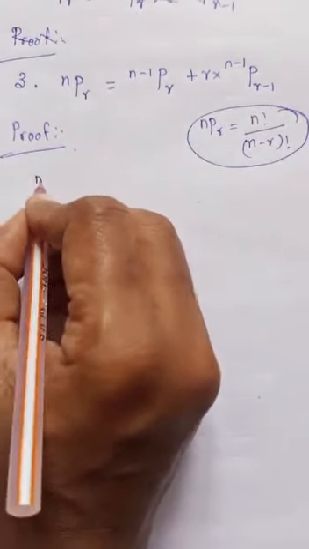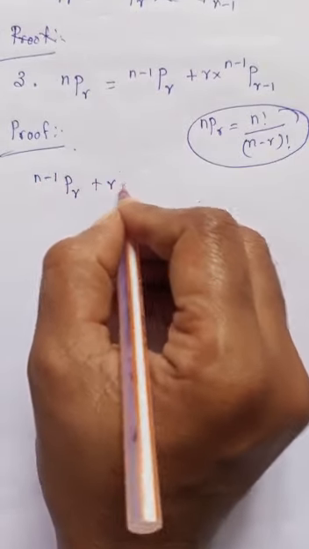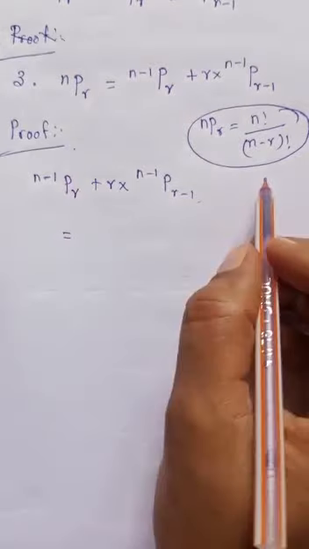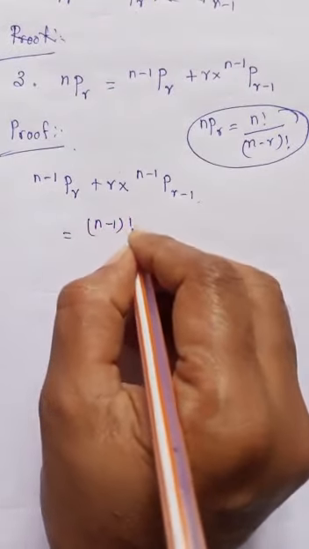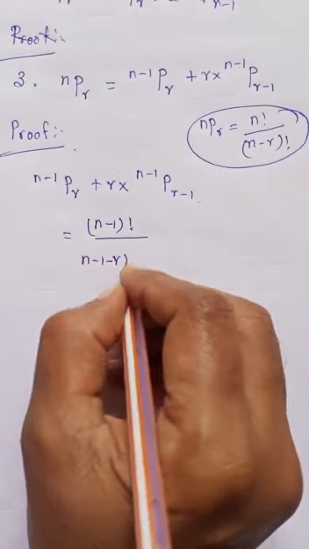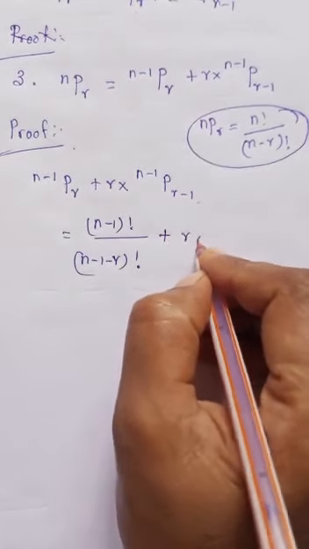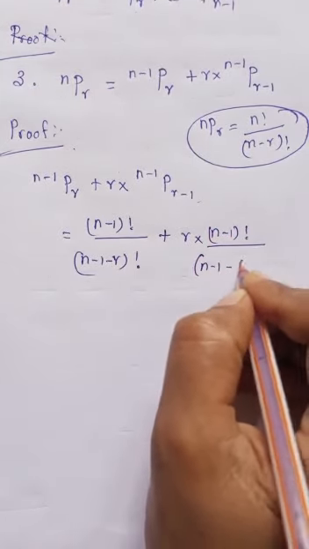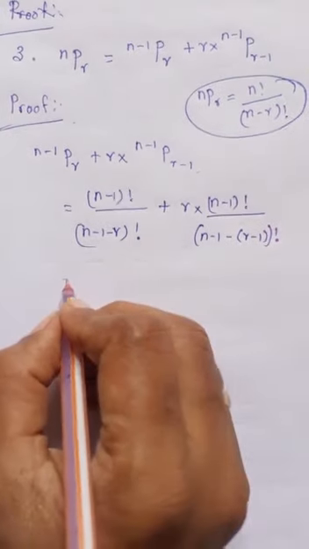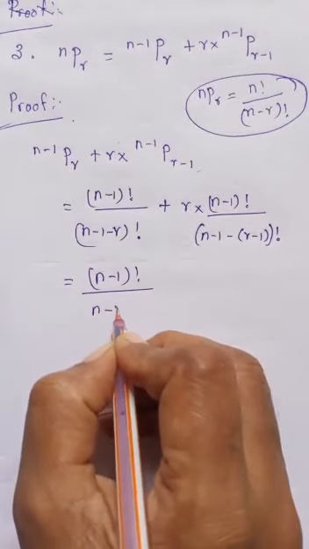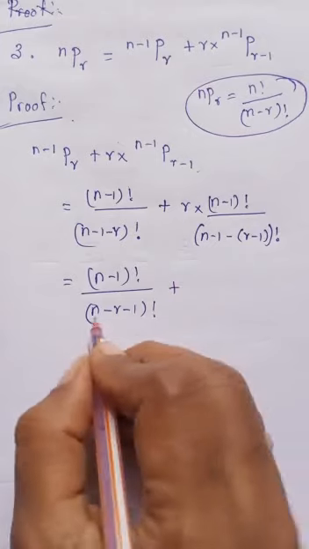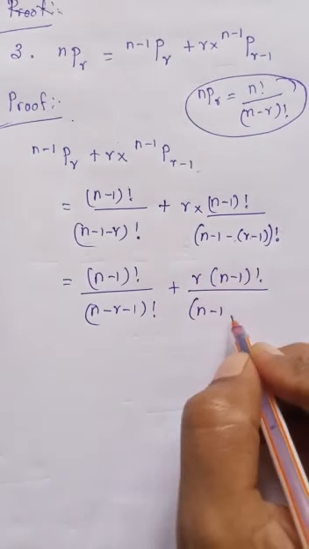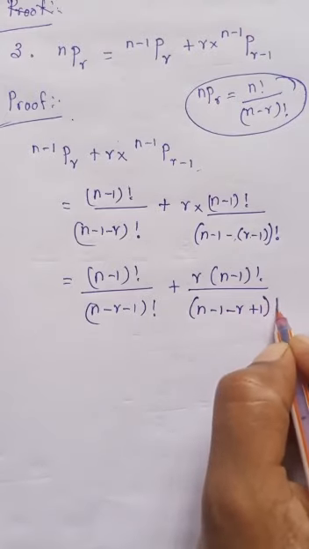Right hand side, what is given? (n minus 1)Pr plus r into (n minus 1)P(r minus 1), which is equal to, when we substitute in the formula, (n minus 1) factorial by (n minus 1 minus r) factorial, plus r into the same thing. When we use the formula, (n minus 1) factorial by (n minus 1 minus (r minus 1)) factorial. See, (n minus 1) factorial by (n minus r minus 1) factorial. I have just arranged the alphabet first and the number second. Here r into (n minus 1) factorial by (n minus 1 minus r plus 1) factorial.